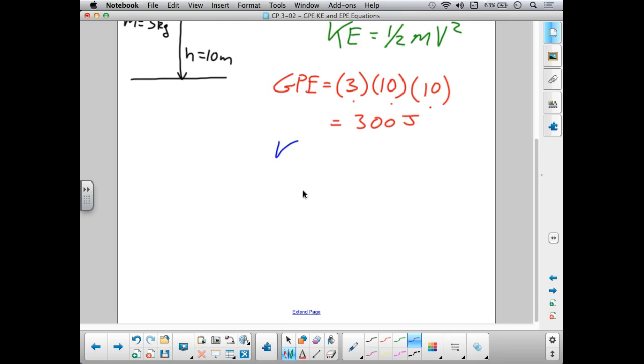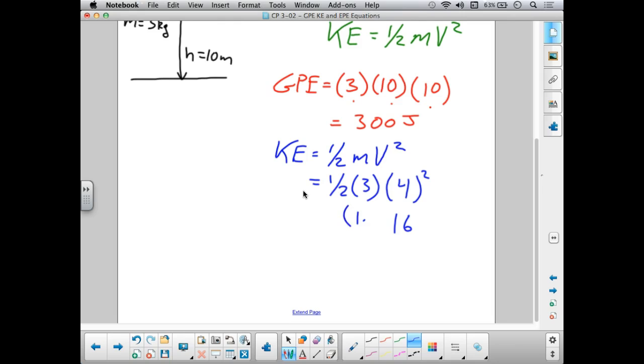Let's use blue to solve for the kinetic energy. 1/2 mv squared. Let's plug in 1/2 times 3 kilograms, that is the mass of the bird, and I know it's moving at 4 meters per second, and I'm going to square that value. Now, 4 squared is 16. Half of 3 is 1.5. So I have 1.5 times 16, and that is going to be 24 joules.